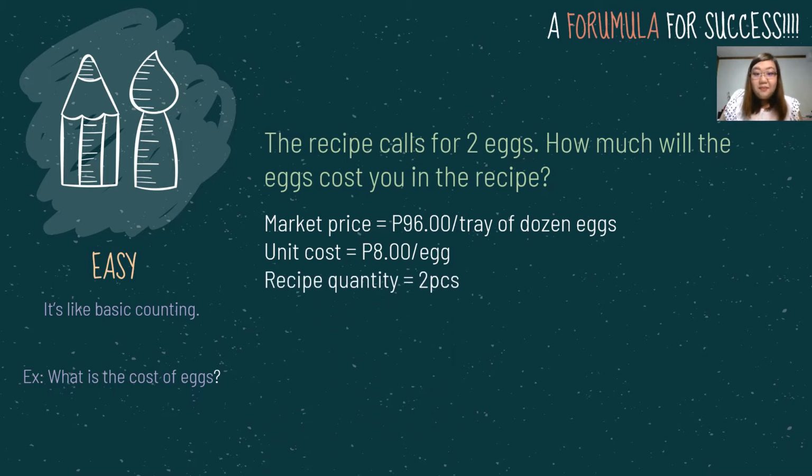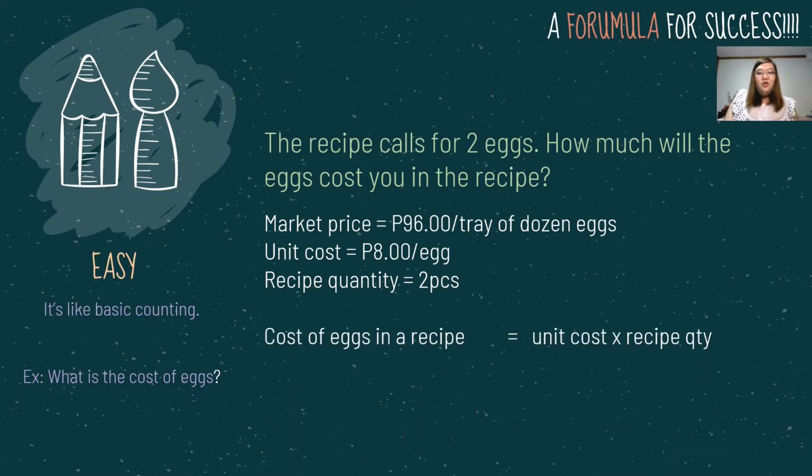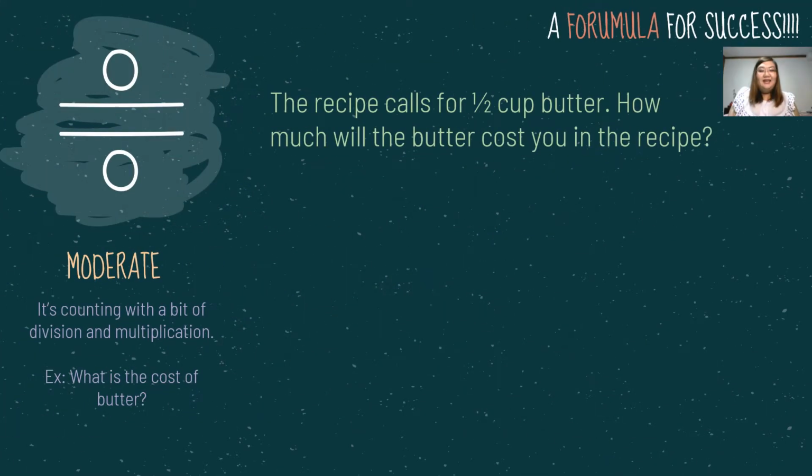And now your recipe calls for 2 pieces of egg. So what do we do? We just multiply the unit cost. Unit just means the smallest quantity, so it can be by piece, by gram, or by ml. So the piece is 8 pesos, you need 2, so you multiply 8 pesos by 2, you get 16. The cost of eggs is equal to the unit cost multiplied by the recipe quantity. So that's 8 times 2 equals 16 is the cost of eggs.